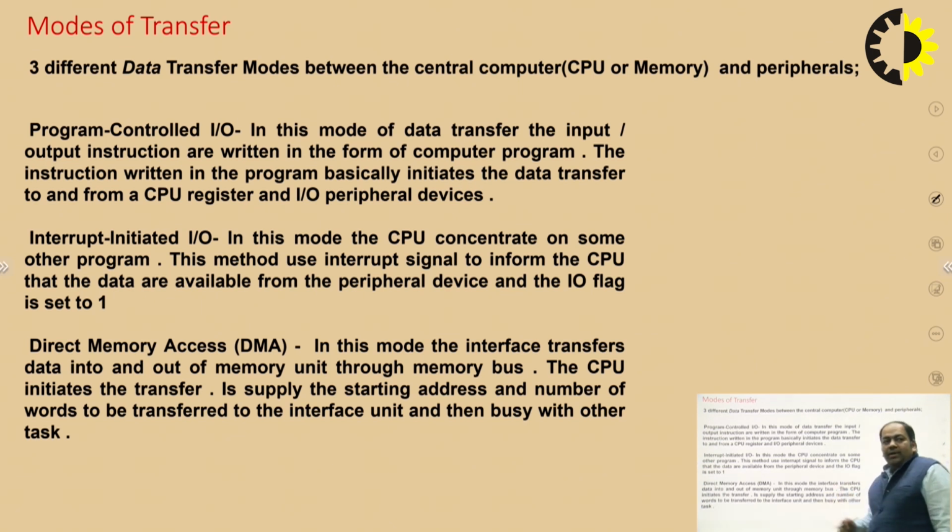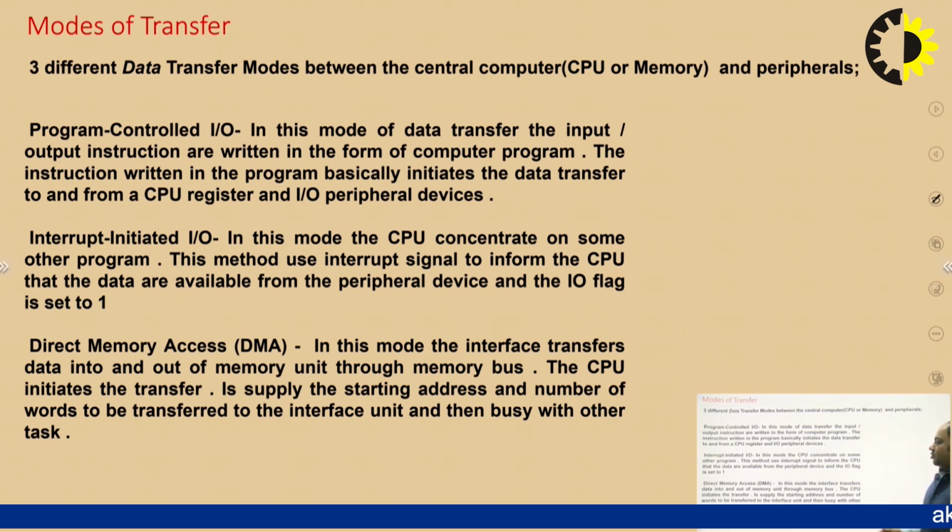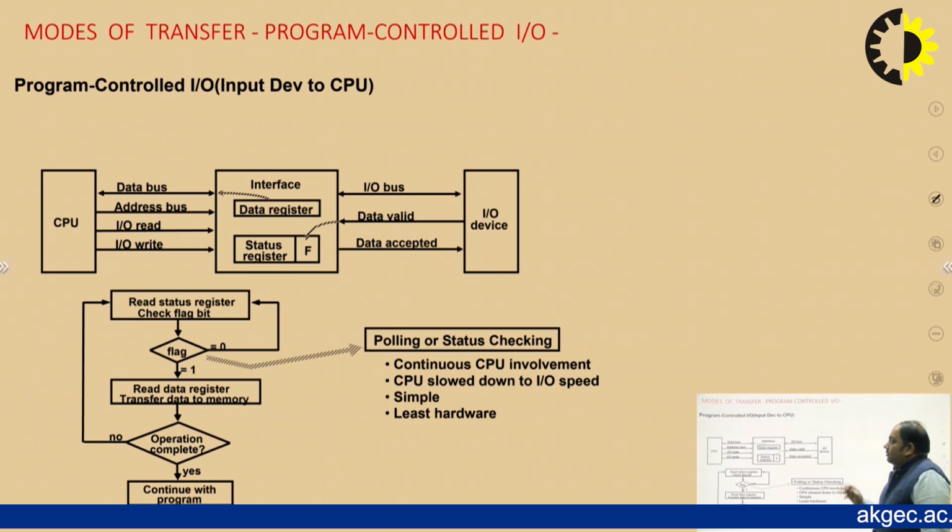In direct memory access, we minimize the work of the CPU, limiting it to granting the bus or initiating the transfer. After initiation, the main communication is between the memory and the peripheral device on which the instruction has to be executed. Now, one by one, what is the program controlled input output mode of transfer?